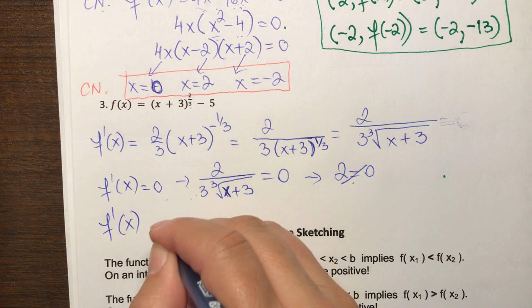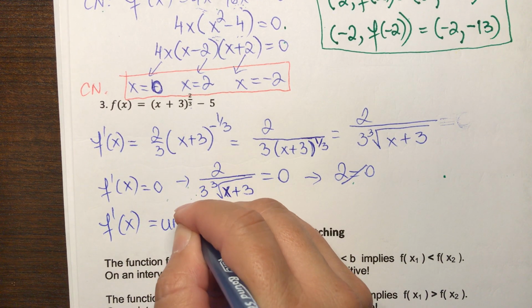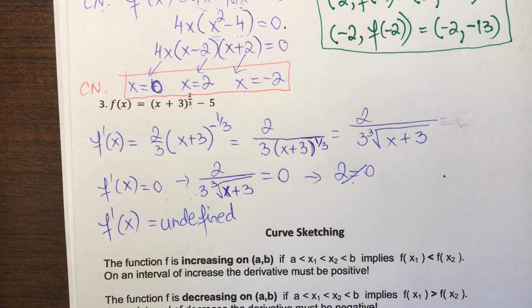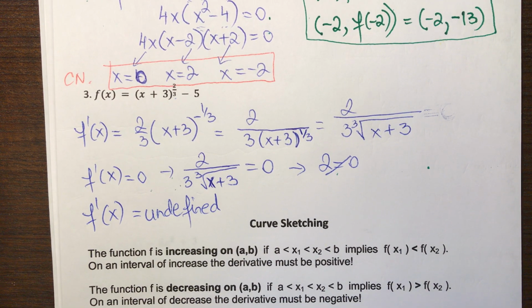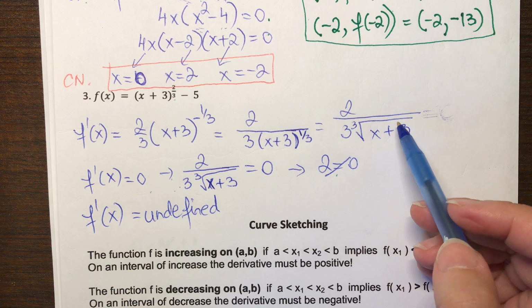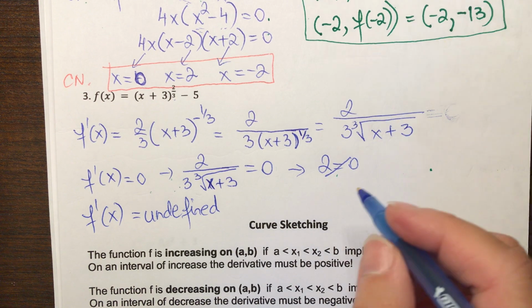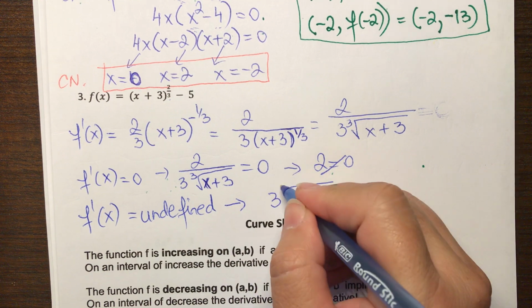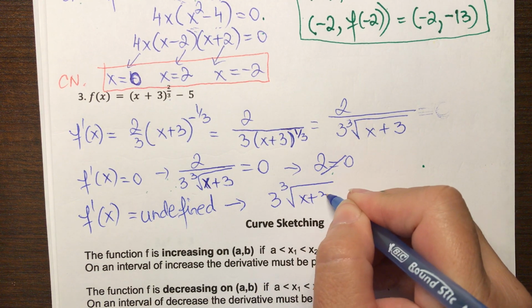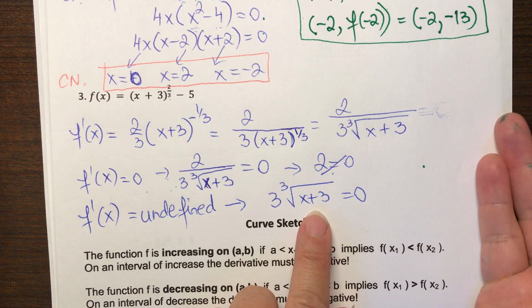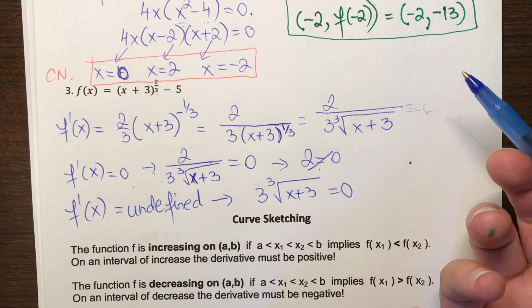What's my second choice? Can this derivative now be undefined? Yes, this derivative turned into a fraction. When does a fraction ever equal undefined? A fraction's undefined if the bottom of it ever becomes 0. So again, it's 0 if the top is 0. It's undefined if the bottom is 0.